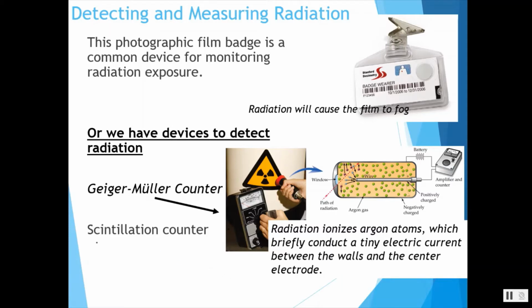The other thing that we can use is a scintillation counter. A scintillation counter uses the interaction of the radiation with a phosphorescent material to generate a photon, and then that photon can be detected.